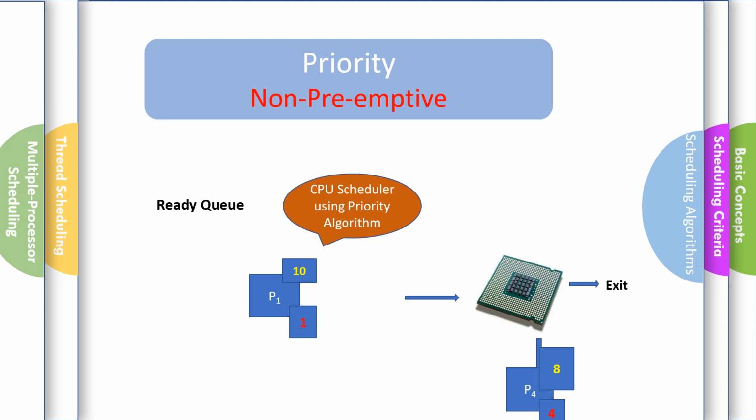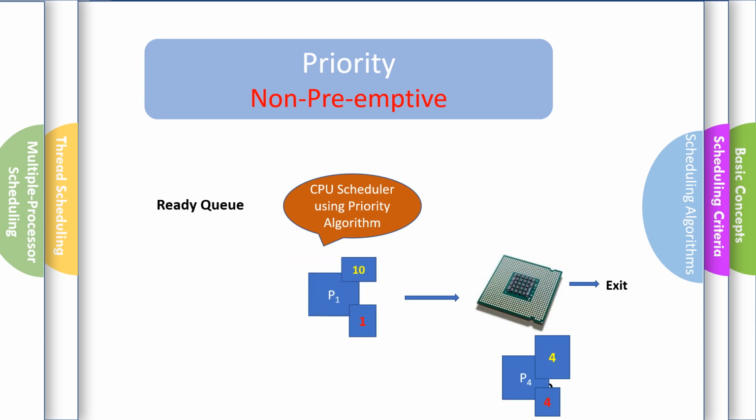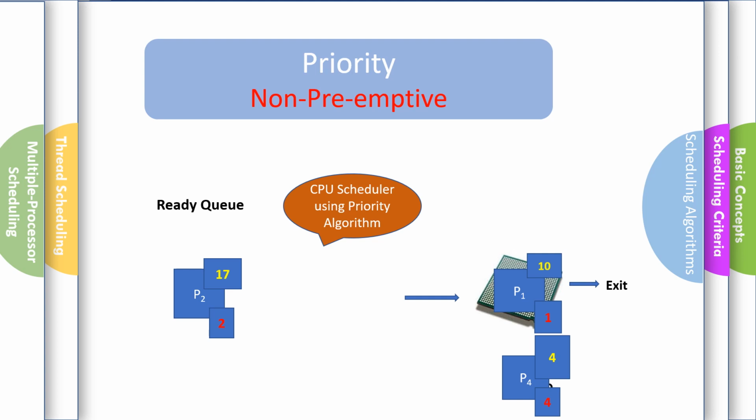Hence, when it leaves the CPU itself, that is when the other process with a higher priority is given to the CPU for execution. The next process coming into the system is P2 with a priority of 2 and a CPU burst of 70. At the same time, P4 finishes its IO and comes back into the ready queue with a remaining CPU burst of 4.